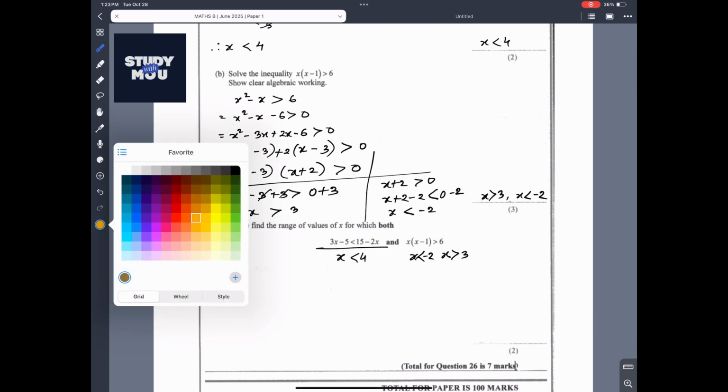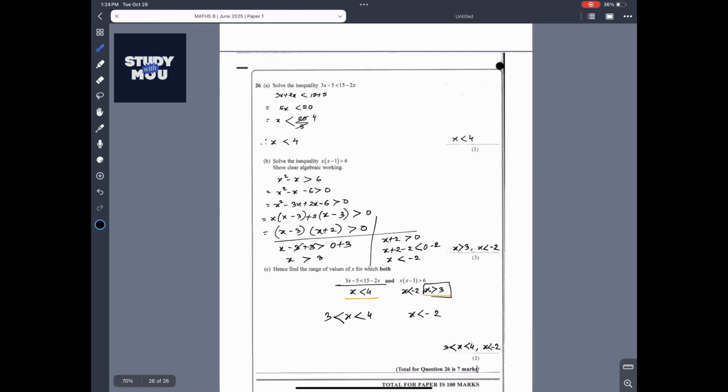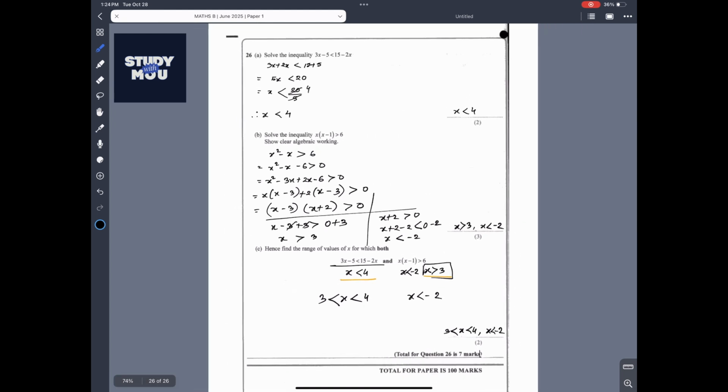So what we can see here, if we intersect, the intersection solution would be this and this. We can write the combined result: x is less than 4 and x is greater than 3. This is the solution. x is greater than 3, x is less than 4, and x is less than negative 2. We are done with 26.